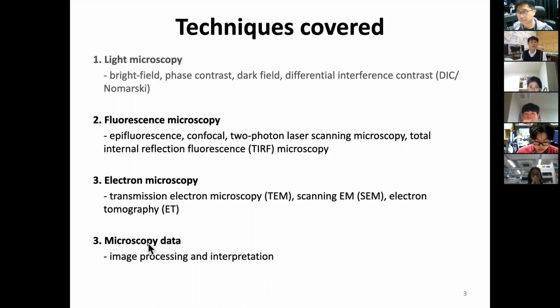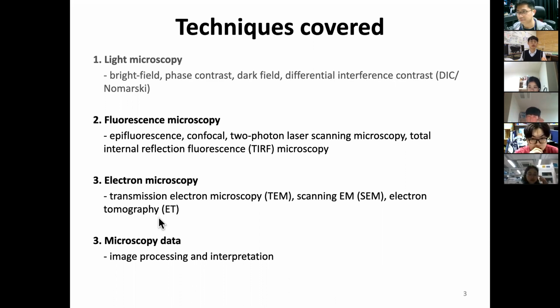So who has not used a fluorescence microscope before? Okay, who has not used fluorescence? Okay, good. Yeah, many of you haven't used it, so this is a great chance.